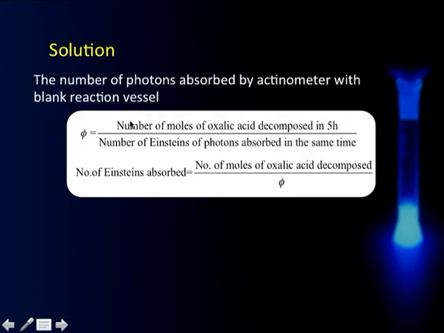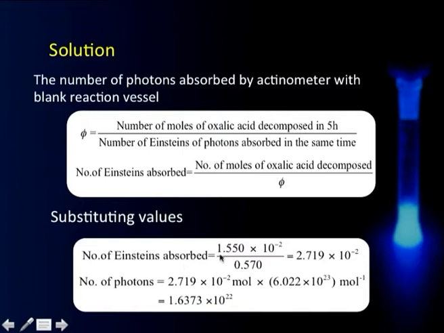Now, if I rearrange this expression, I get the number of Einsteins absorbed to be equal to the number of moles of oxalic acid decomposed divided by the quantum efficiency. Substituting the data, the decrease in concentration of oxalic acid divided by the quantum efficiency comes out to be 2.719 × 10⁻² Einsteins. We know that each Einstein is equal to 1 mole of photons. So, we multiply by the Avogadro number, and the number of photons detected by the actinometer happens to be 1.6373 × 10²². That is when the reaction vessel was empty.